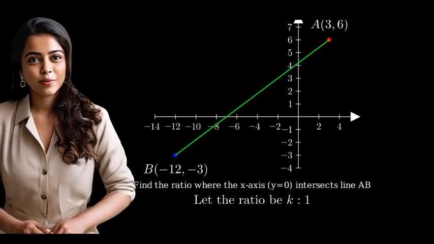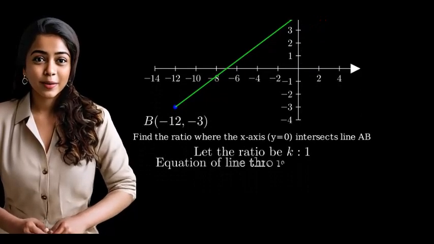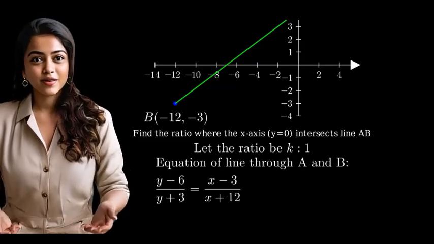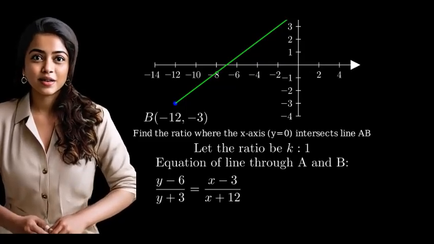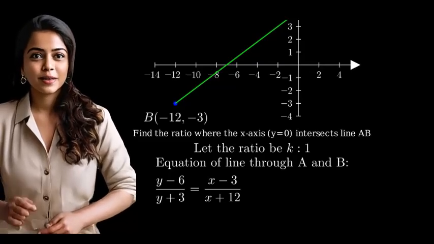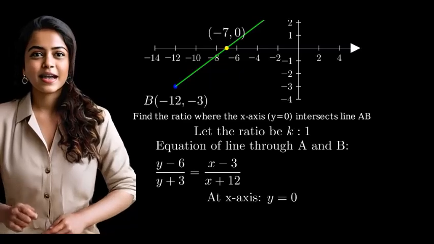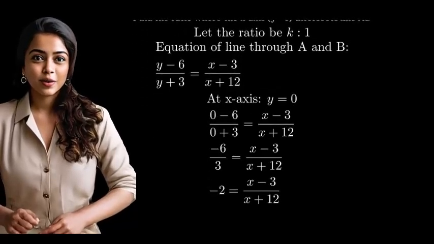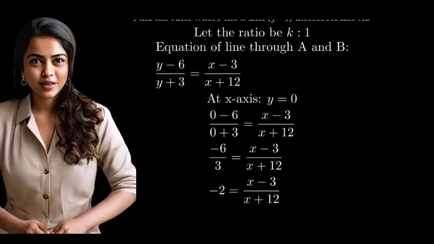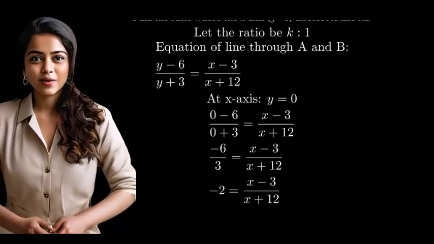We can find the equation of the line passing through A and B. Using the point slope form, we get (y minus 6) over (y plus 3) equals (x minus 3) over (x plus 12). Since we're looking for the point where this line crosses the x-axis, we set y equals 0 and solve for x. Substituting y equals 0, we get (0 minus 6) over (0 plus 3) equals (x minus 3) over (x plus 12), which simplifies to -6/3 equals (x minus 3) over (x plus 12).